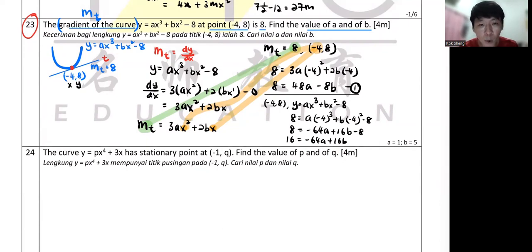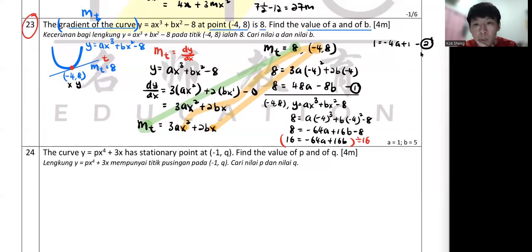The number here can make it smaller. 16 and 64 can be divided by 16. We can make it smaller for this number. Okay, nice. So this is your second one. 1 equals to -4a plus 1. So we can go for the substitution.